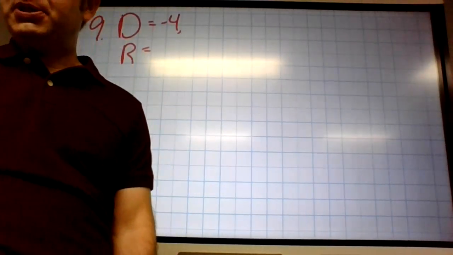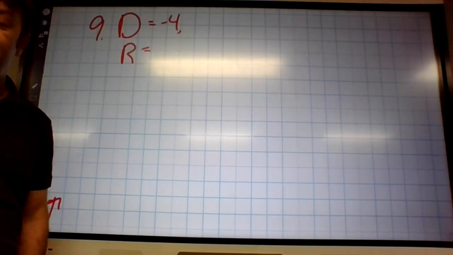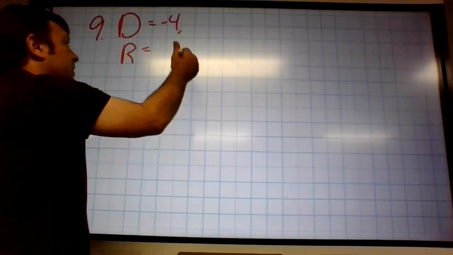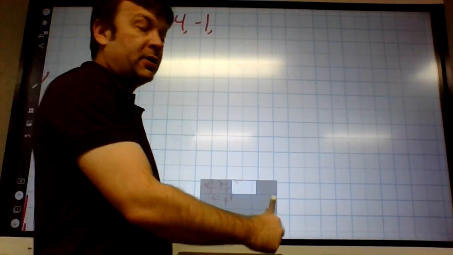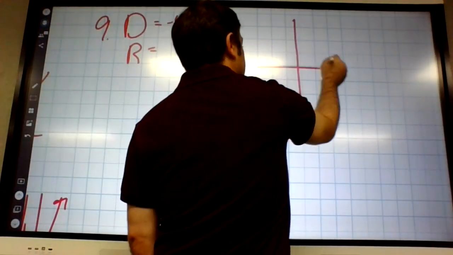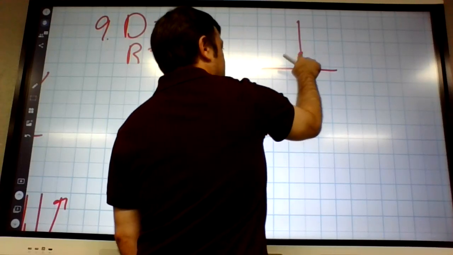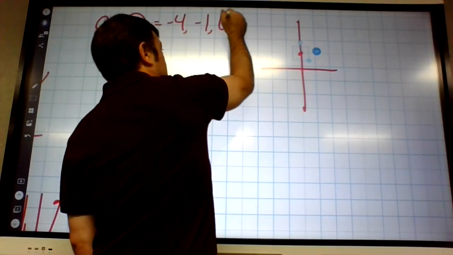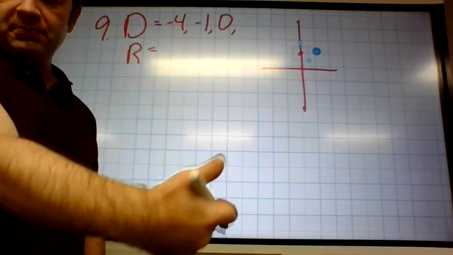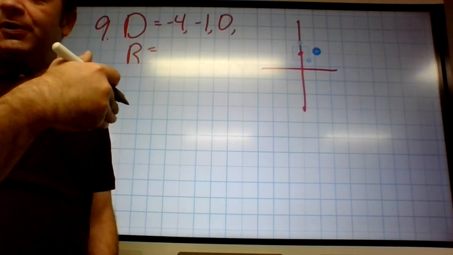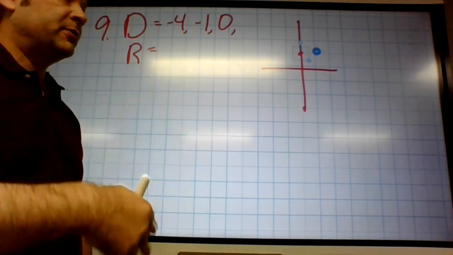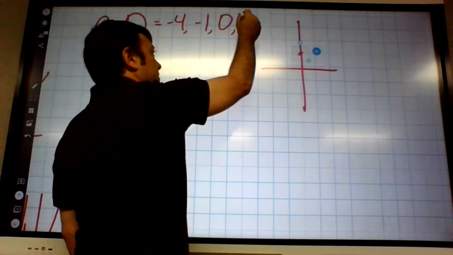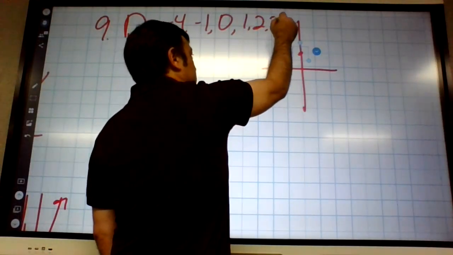And then there's a point just to the left of the y-axis. What's its x value? -1. And then there's a point on the y-axis. That has an x value of 0. And if you look 1 step to the right, 1 step to the right, 1 step to the right, all those have a point on them. So 1, 2, 3, and 4.